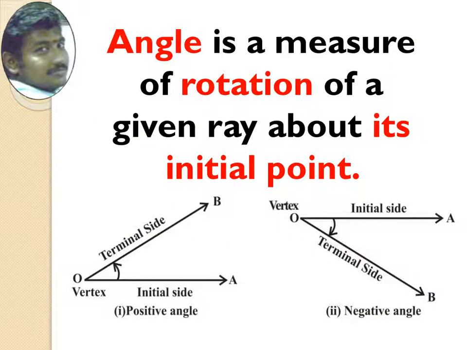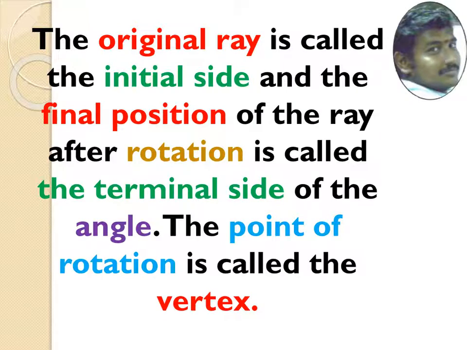Angle is a measure of rotation of a given ray about its initial point. So you see the two diagrams given. This is a positive angle and a negative angle. Positive angle is measured in the anti-clockwise direction, negative angle in the clockwise direction. The original ray is called the initial side and the final position of the ray after rotation is called the terminal side of the angle. The point of rotation is called the vertex.